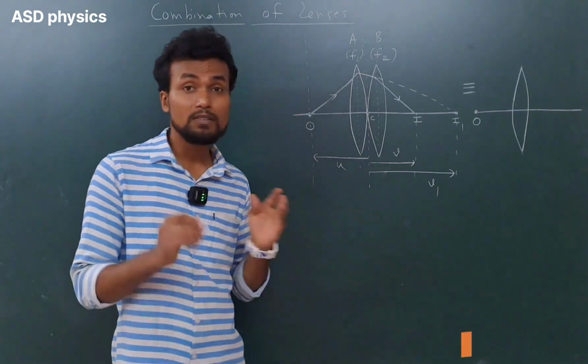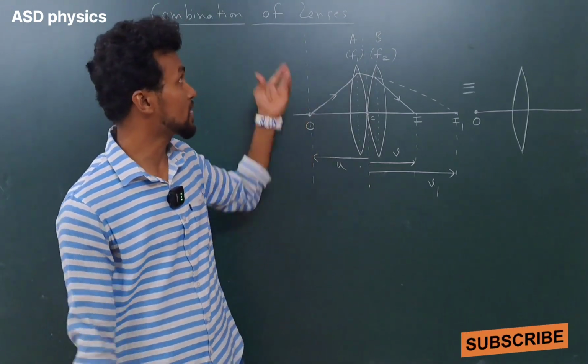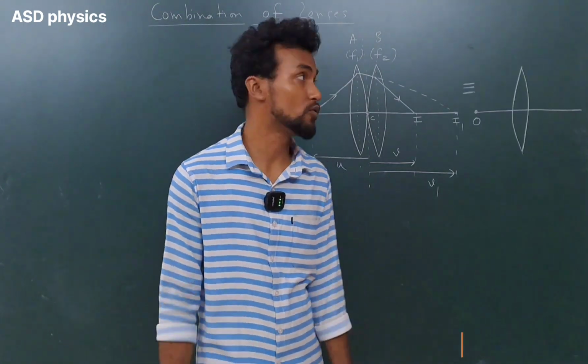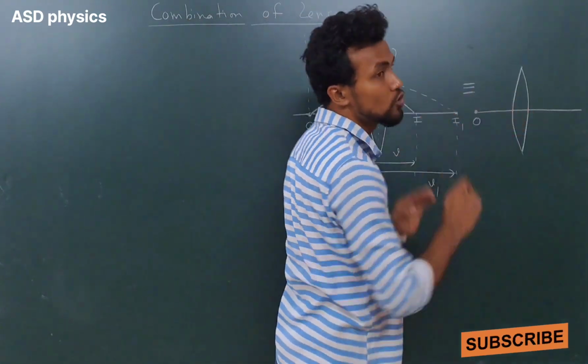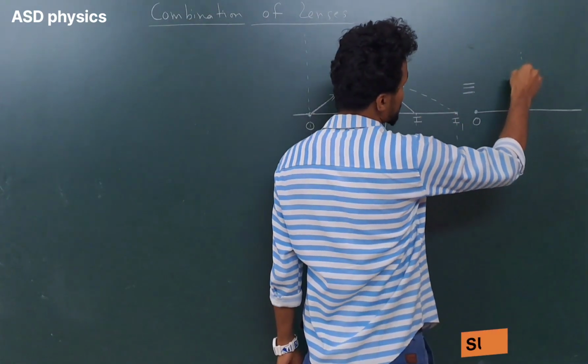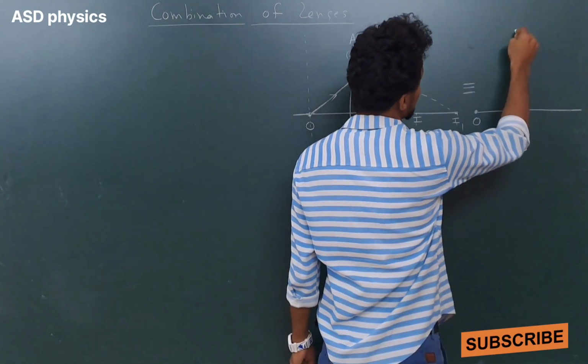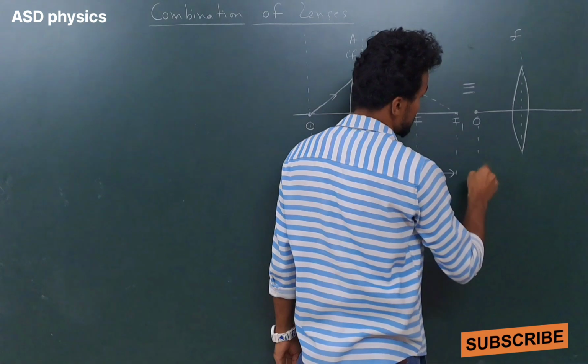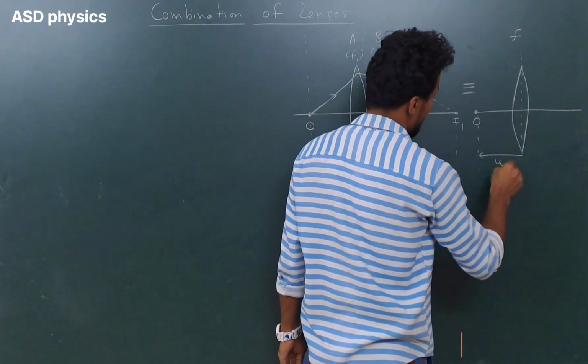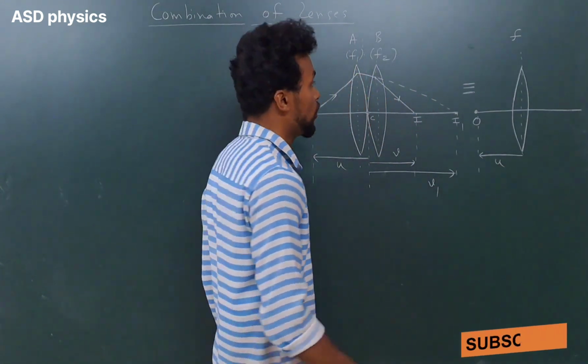Now here we want the same optical effect. For that only we are going to calculate the equivalent focal length. So here also the same optical effect we have to show with a single lens. This lens has, let's take, focal length F. The object is here, how much distance? See here please, U.